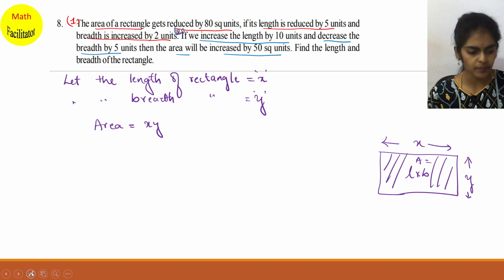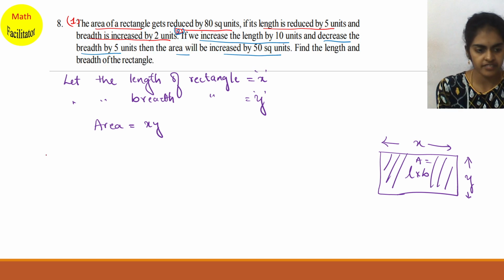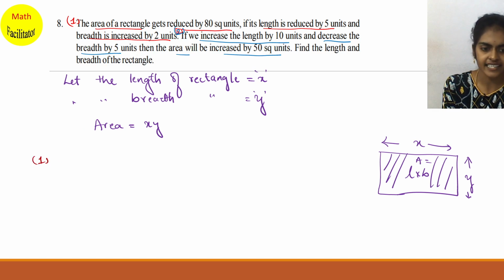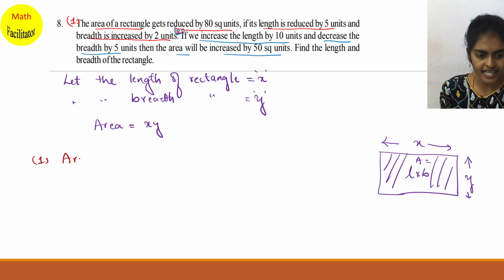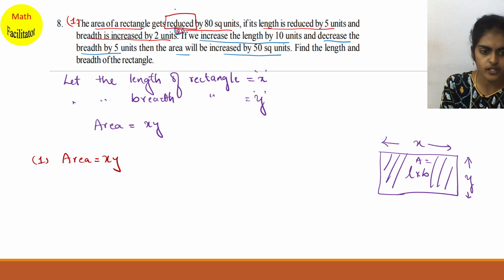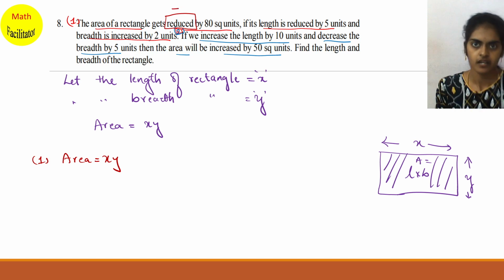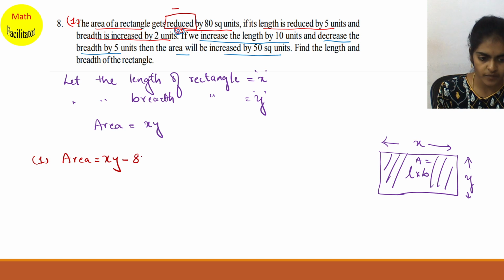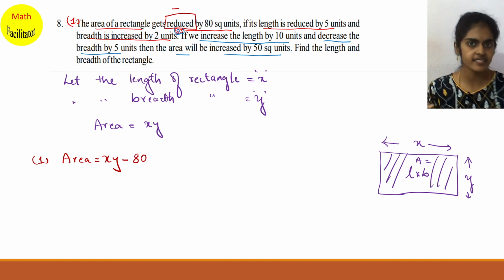Now let us apply the given conditions. The first condition given to us is that the area of the rectangle gets reduced by 80 units. The original area is xy. This xy is getting reduced. What is the meaning of reduced? Reduced means subtraction, it is decreasing. So the value is decreasing by 80 units, so it is a subtraction.